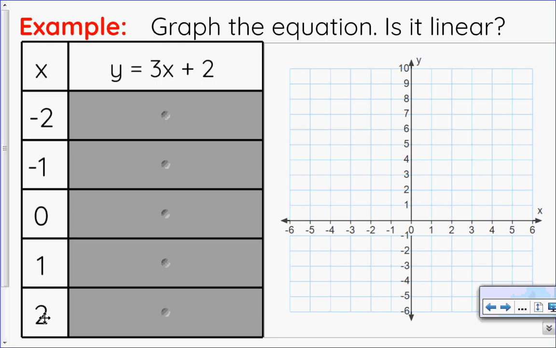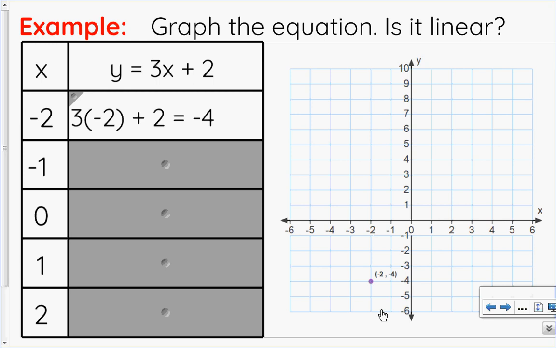To find the y values that go with it, I'm going to take my x value of -2 and replace it here and follow the function rule. So for the first one, I'll have 3 times -2, which is -6, plus 2 is -4. So my first coordinate will be -2 and -4. So I'll put a little dot there.